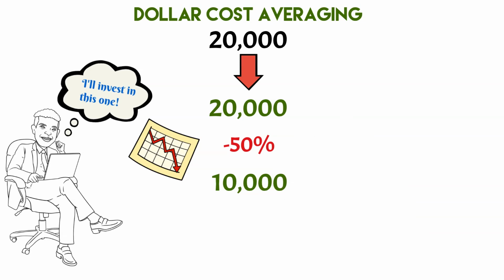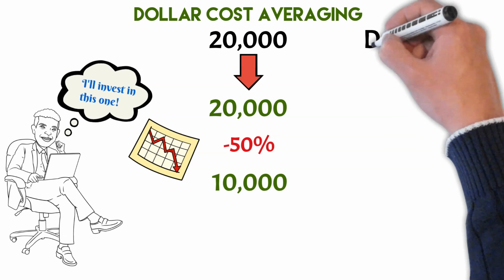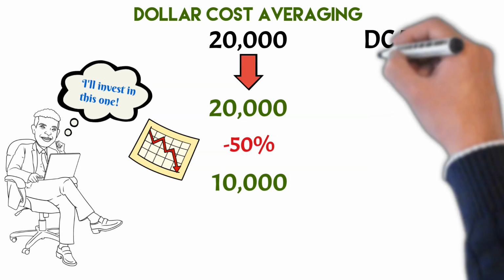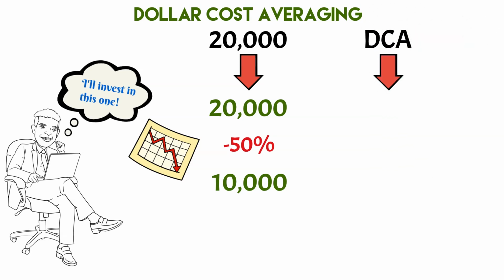Your investment has shrunk to just $10,000, and it's a long way back to breaking even, and you have to wonder if that was the best way to go about investing. But compare this to dollar cost averaging. How does the DCA method work, and is it more effective?